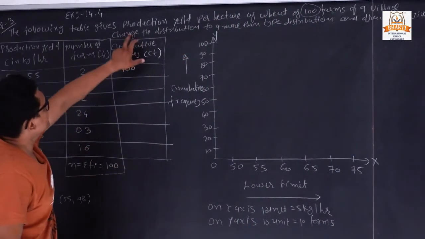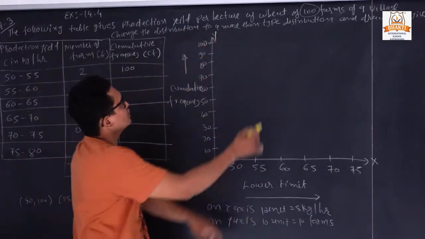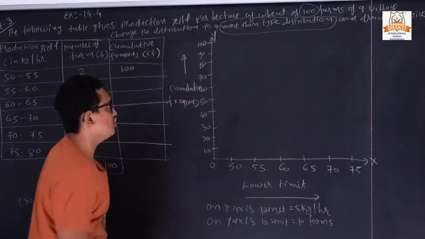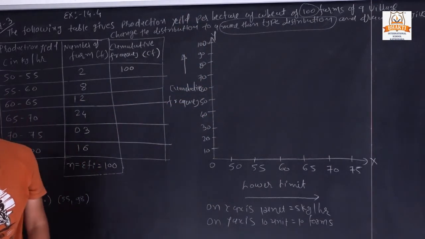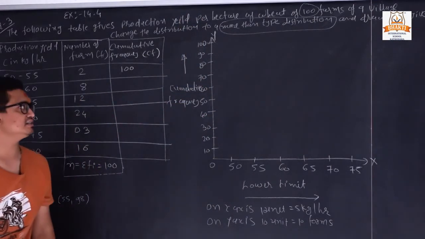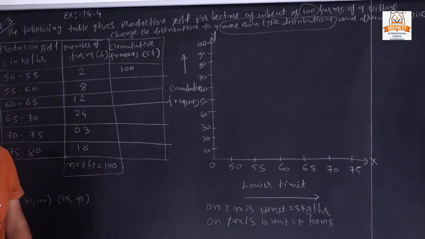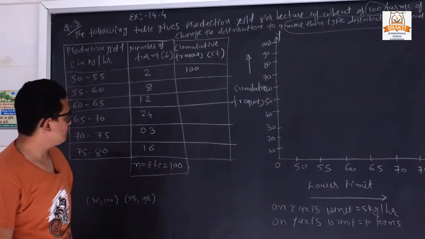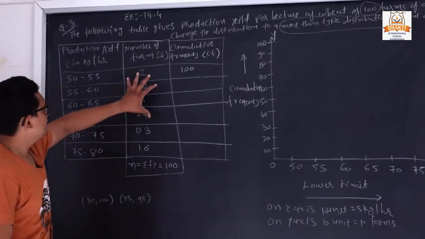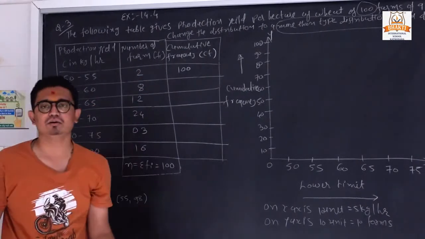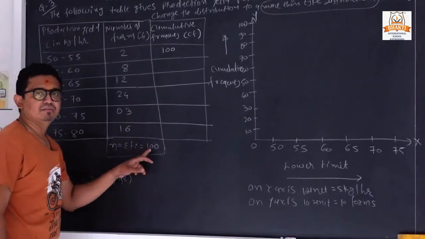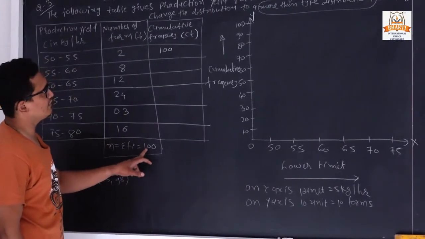Now they are asking to change the distribution to the more than type of distribution. Here the last question is different from the other two, question 1 and question 2. In this question they are asking for the more than type of ogive. In the remaining two questions they are asking for the less than type of ogive. If you want to draw the more than type of ogive, we can start with the maximum number.